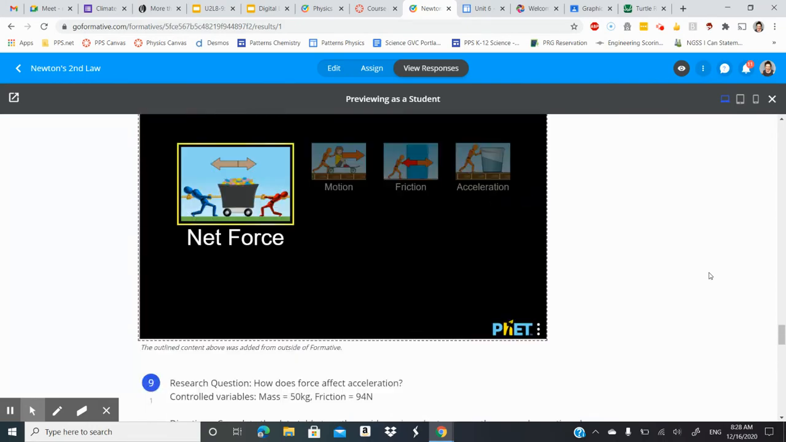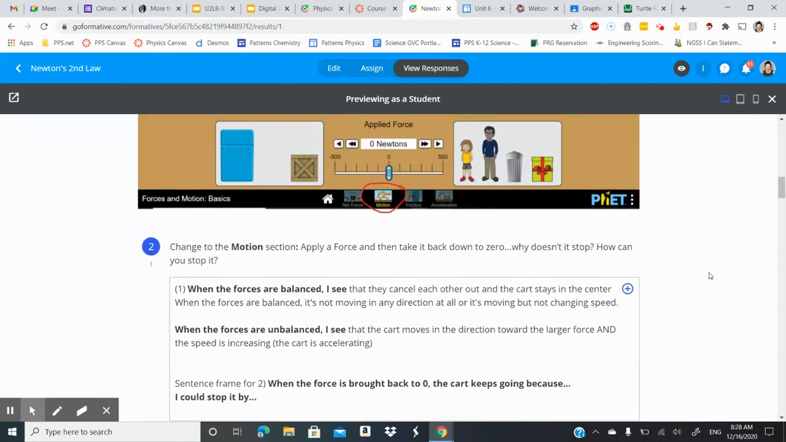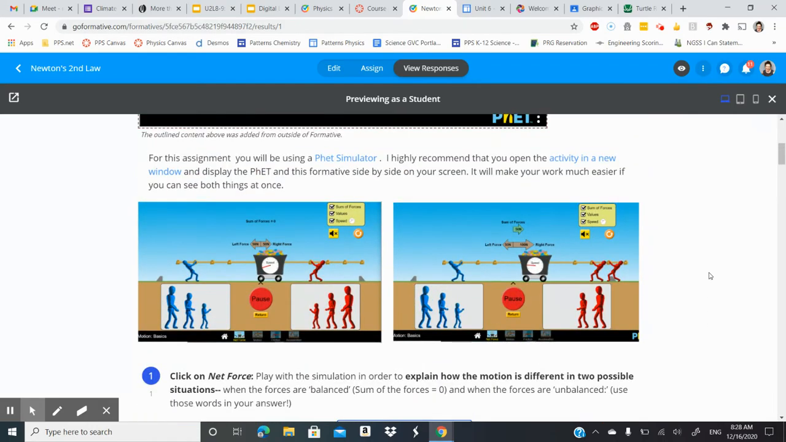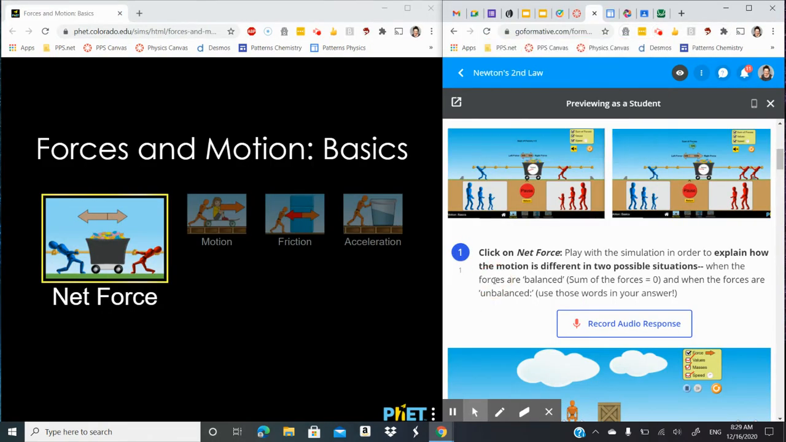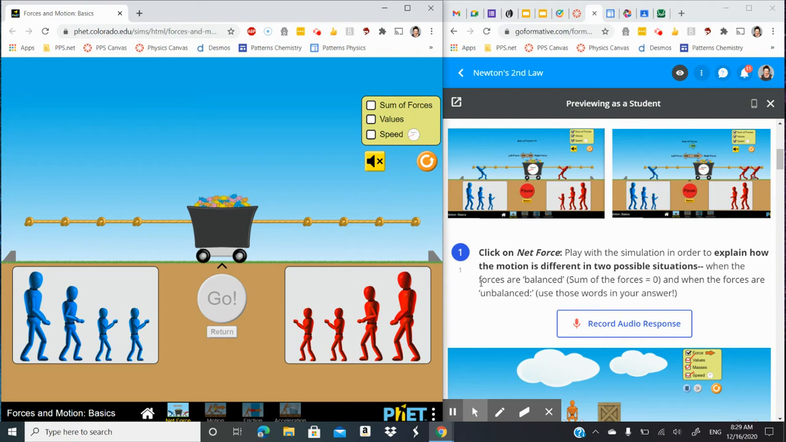So I will start with question 1 right now. Okay, so I opened up the PhET simulation and this one side by side. Question 1 is asking us, click on the net force, play with the simulation in order to explain how the motion is different in 2 possible situations: when the forces are balanced, that is the sum of forces equals 0, or when the forces are unbalanced. Use those words in your answer.